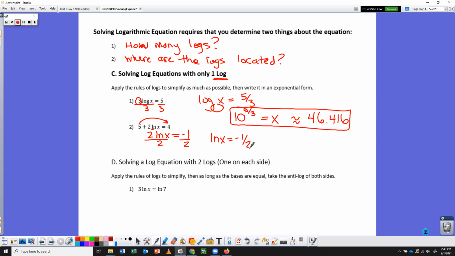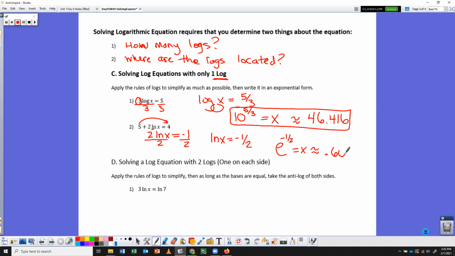And then I'm going to turn this back into an exponential. Natural log has a base of e. The exponent that I'm going to be putting on that is the -1/2, and that's going to be equal to x. So again, on my calculator, I'm going to raise e to the -1/2 power and find out what our answer is for this. So e raised to the -0.5. As a decimal, I'm going to go out to 3 decimal places again. We're going to get 0.607.